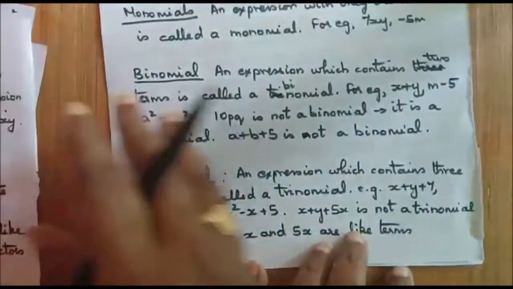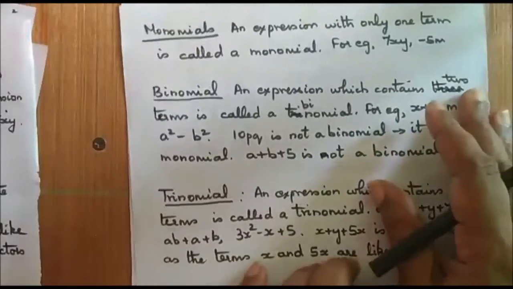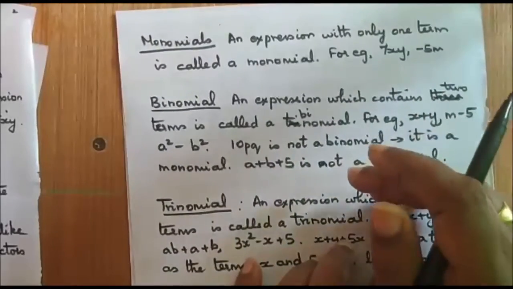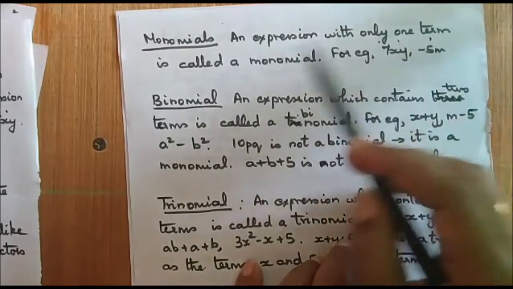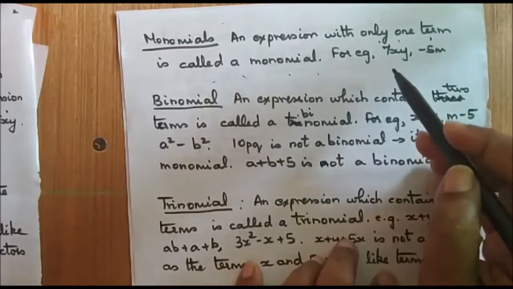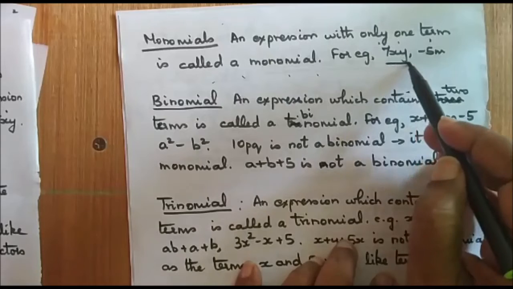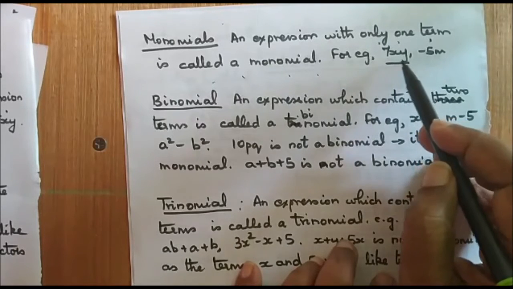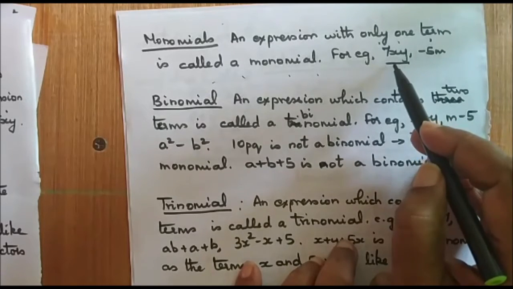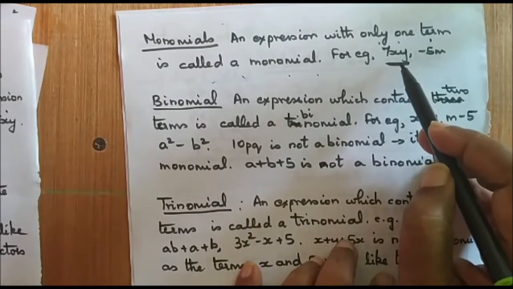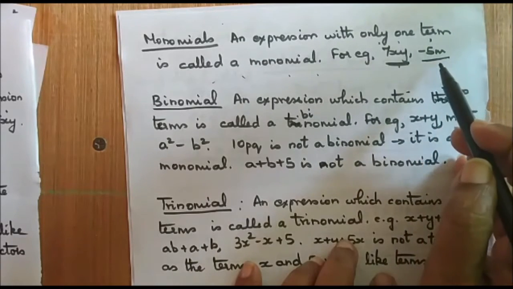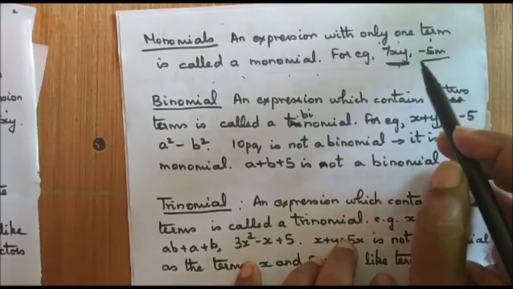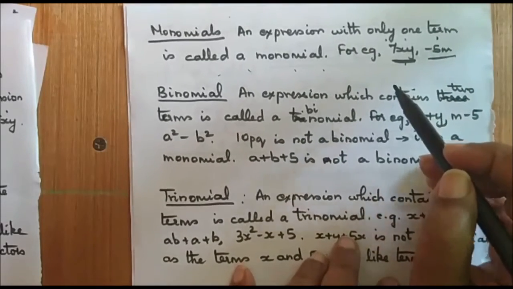Now we'll go to the next topic, that is, what do you mean by a monomial? An expression with only one term is called a monomial. For example, if I have only 4xy in this expression, then 7xy in this expression, then this is called a monomial. Similarly, minus 5y, 5m, this is also a monomial.